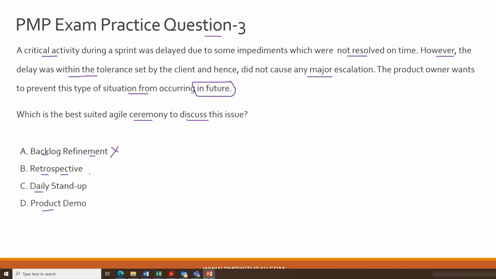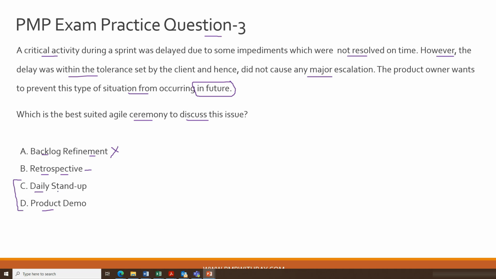Retrospective, this is a really good option because in retrospective it's typically a learn from experience event where after a sprint or after an iteration you sit in a room with your team and discuss what went well, what did we do right or what went wrong, and what did we do incorrectly so that we can correct ourselves in the next sprint. So retrospective is a pretty strong choice here, but I'll hold this option for now because I have not yet evaluated option C and option D.